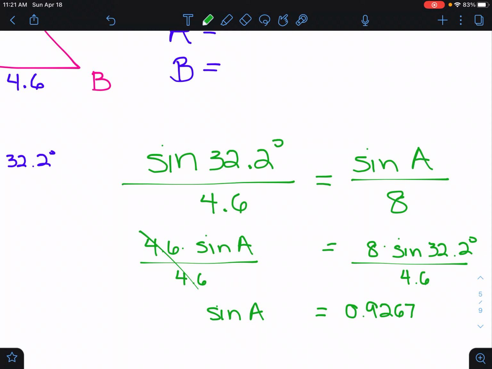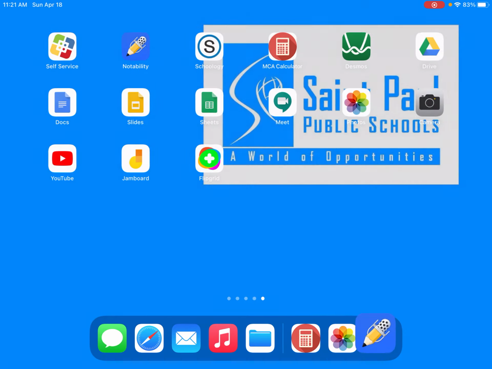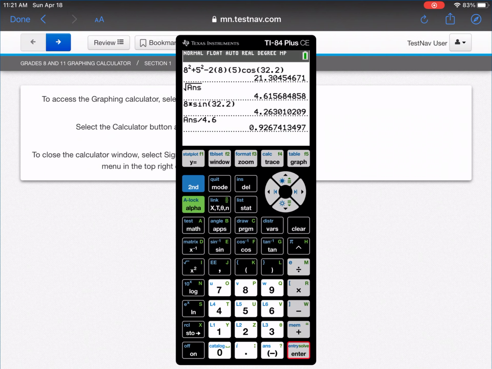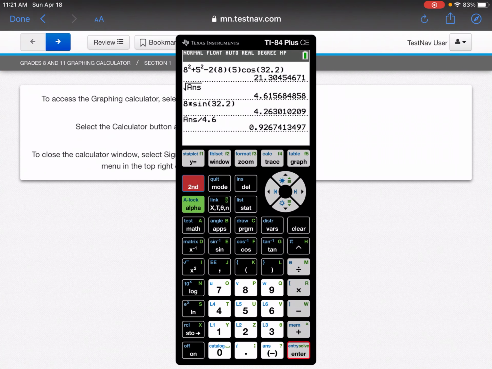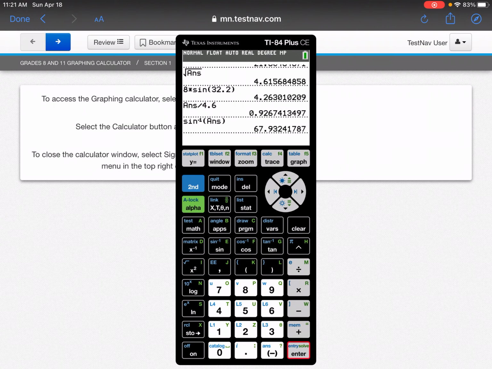Now, I am going to continue to make sure my answer is the most accurate. So to get angle A, I need to do the inverse sine of both sides. So I'm going to use that strategy we just learned with our calculator. I'm going to say inverse sine. Now, I want that whole answer to go in there. So I'm going to say second answer down at the bottom there to get that whole answer, 0.92674134, etc. in there. And that'll give me the most accurate answer, which is 67.9.